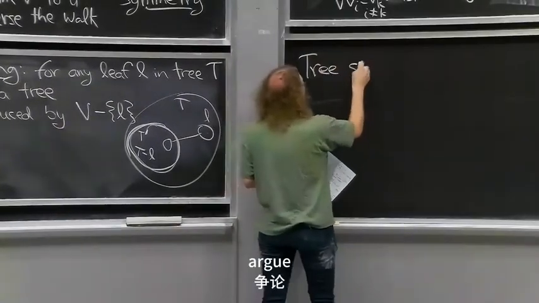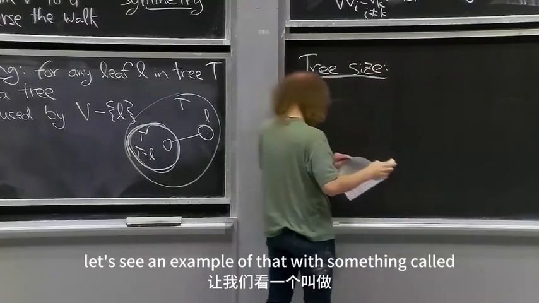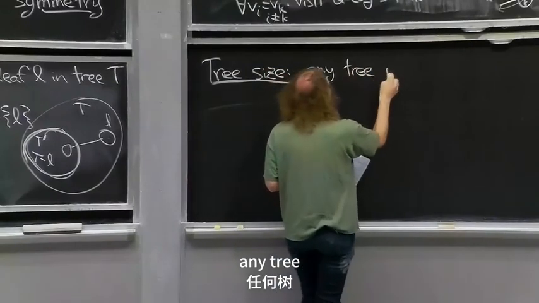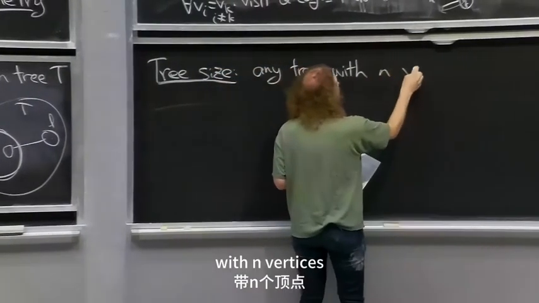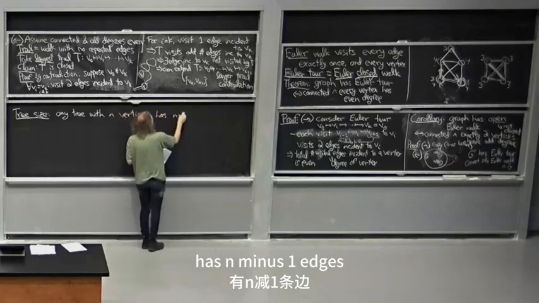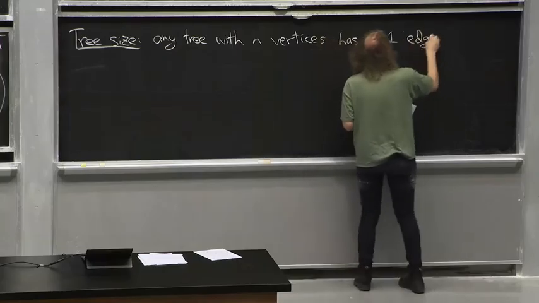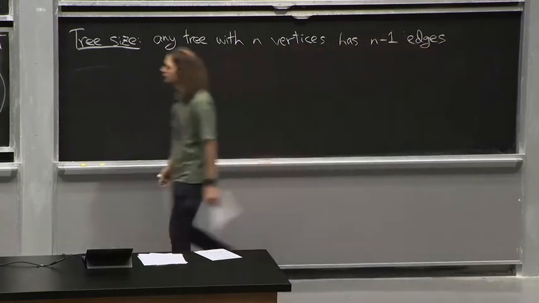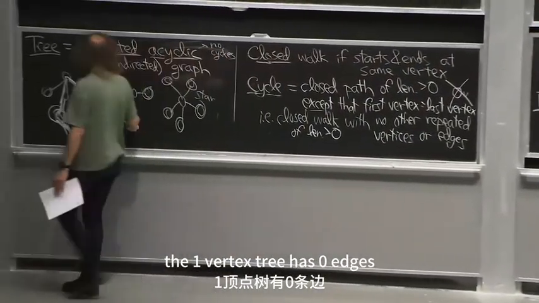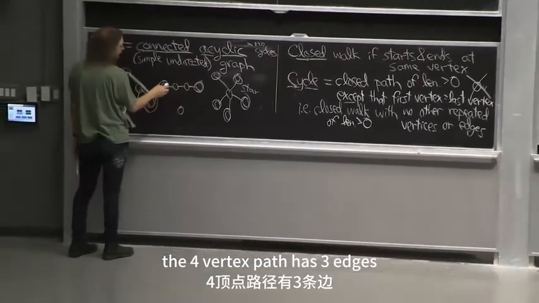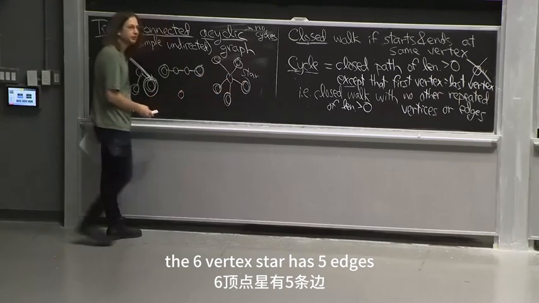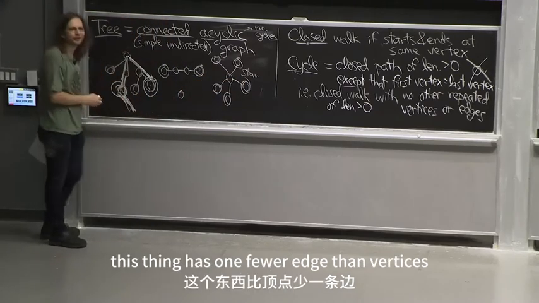So let's see an example of that with something called the size of the tree. Any tree with n vertices has n minus 1 edges. Always. If you look at these examples, the 1-vertex tree has 0 edges. The 4-vertex path has 3 edges. The 6-vertex star has 5 edges. This thing has 1 fewer edge than vertices.